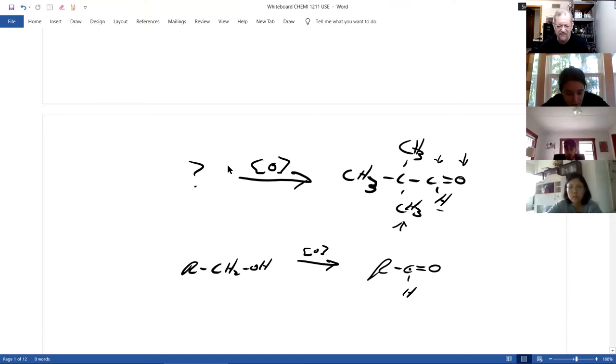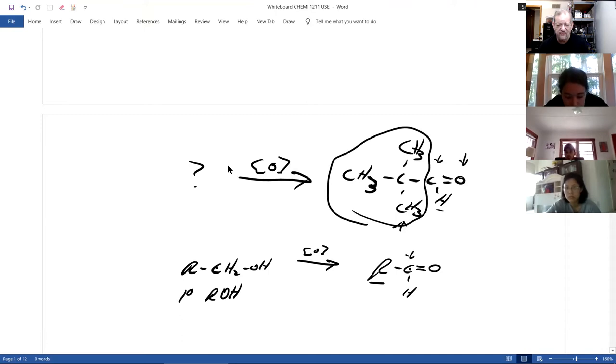A primary alcohol. This carbon is this carbon. Primary alcohol. Therefore, if I look at this, the R group is attached to the carbonyl carbon. So my R group is this. So do you break carbon-carbon single bonds? No.